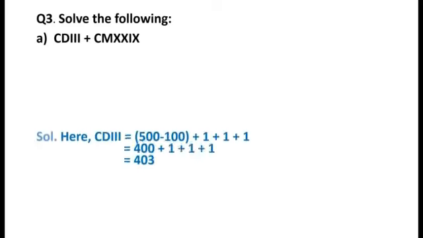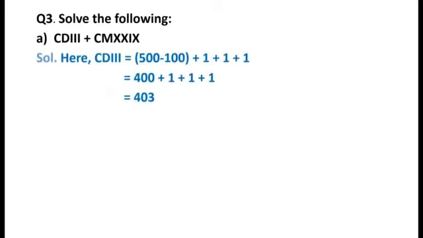The third question says solve the following, and you can see here the Roman numerals are given over here and we have to add them. So first we will see for CDIII what is the Hindu Arabic number for this. For C and D, C is 100 and D is 500. So the smaller one is coming first and then comes the bigger one. That is why we are subtracting the smaller one from the bigger one. That is 500 minus 100.